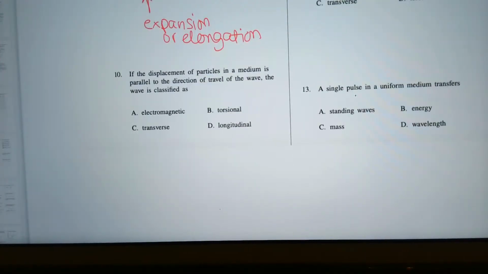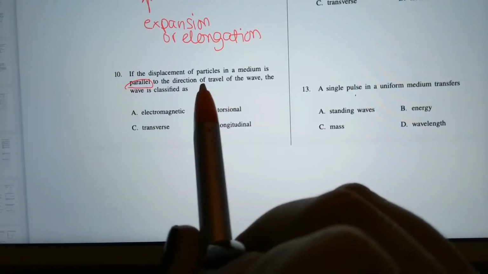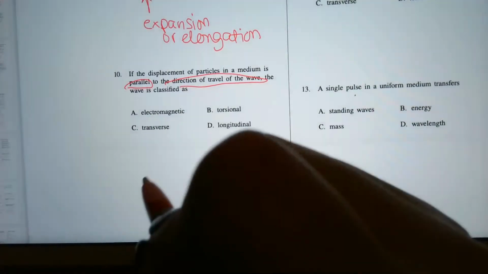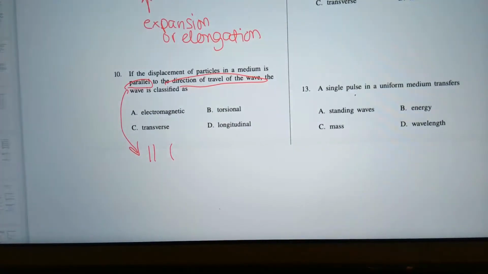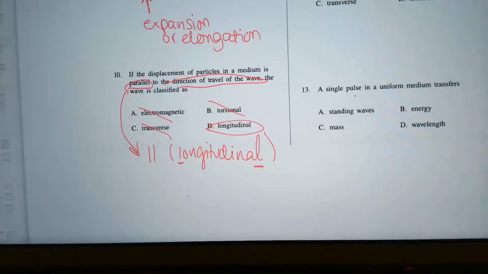Number 10, if the displacement of the particles in a medium is parallel to the direction of travel of the wave, this wave is classified, right? So we think of the symbol for parallel, these two lines, and we have to think, well, what word looks like the parallel lines? Yes, the longitudinal wave will look like that because the L and the L, so therefore it is choice D. Electromagnetic and torsional don't even make sense, and transverse moves a different type of way, so longitudinal is the only one that makes sense.